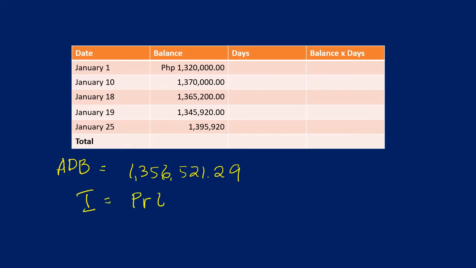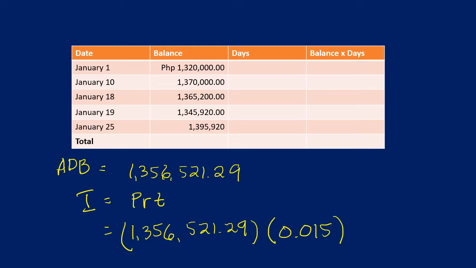You use PRT. This is the bank rule. It's like you have simple interest, right? This is the formula for simple interest. So you get your ADB times your rate, which is 1.5% or 0.015. But what is your time? The time is less than 1 year. So in this case, number of days, 31 over 365. And you will end up with 1,728.70.